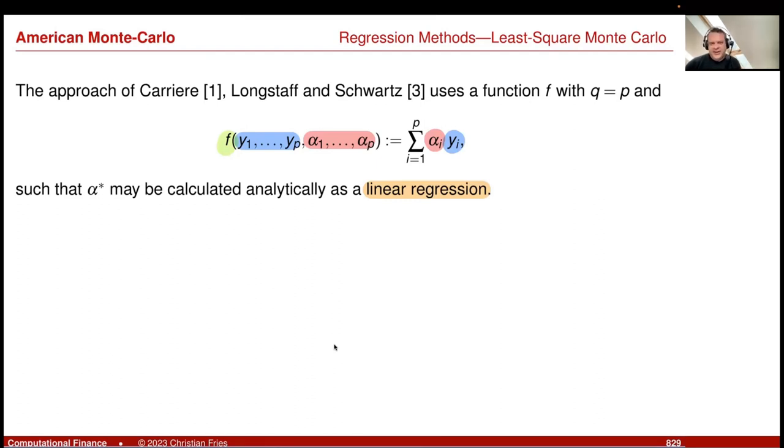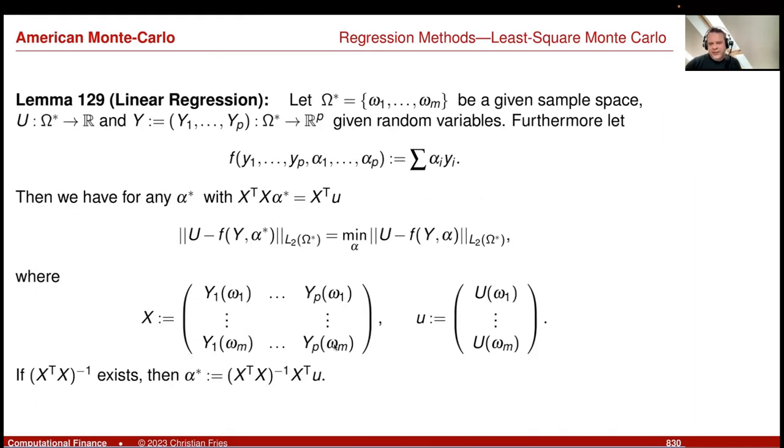So in this special case, this is actually the stuff that is discussed in many papers. We find that we have actually a linear regression, and the linear regression has a nice property. I can analytically tell you what is the optimal alpha star. So we are looking for the optimal alpha star, and the alpha star is the solution of this matrix vector equation: X transposed X times alpha star is equal to X transposed U, where the X is the matrix formed by your basis functions Y, column by column. So these are your basis functions Y1, Y2, up to YP, evaluated on every sample path.